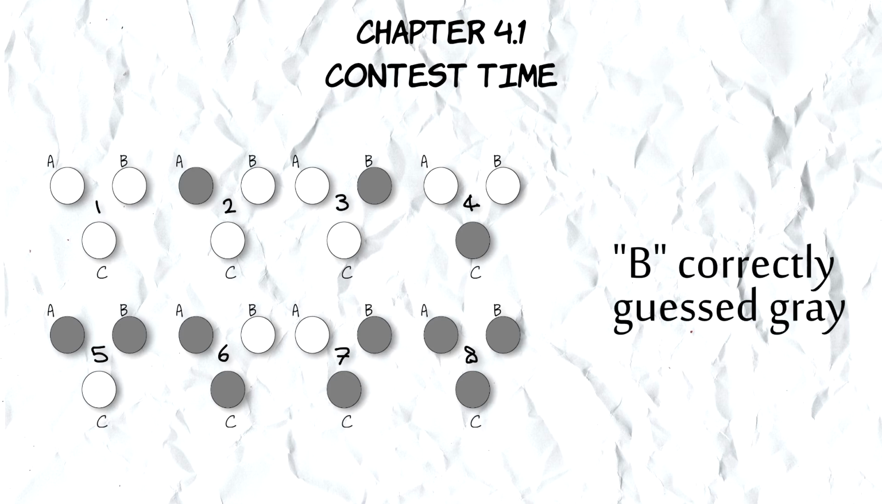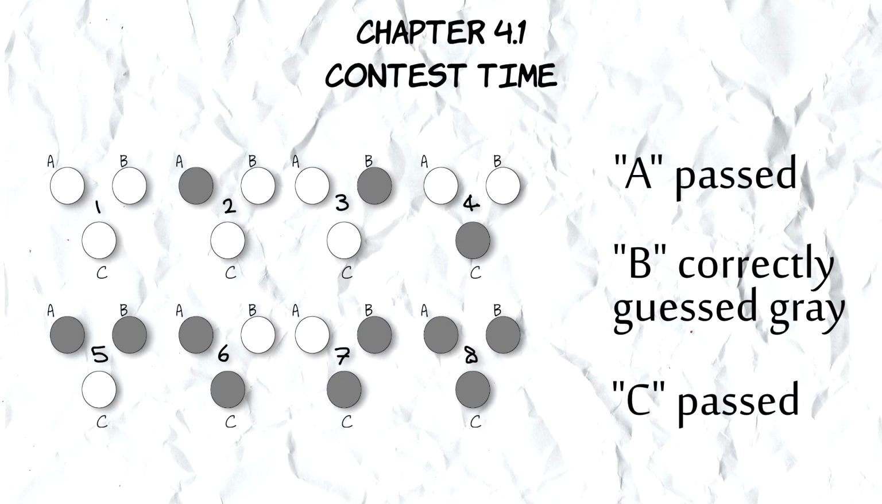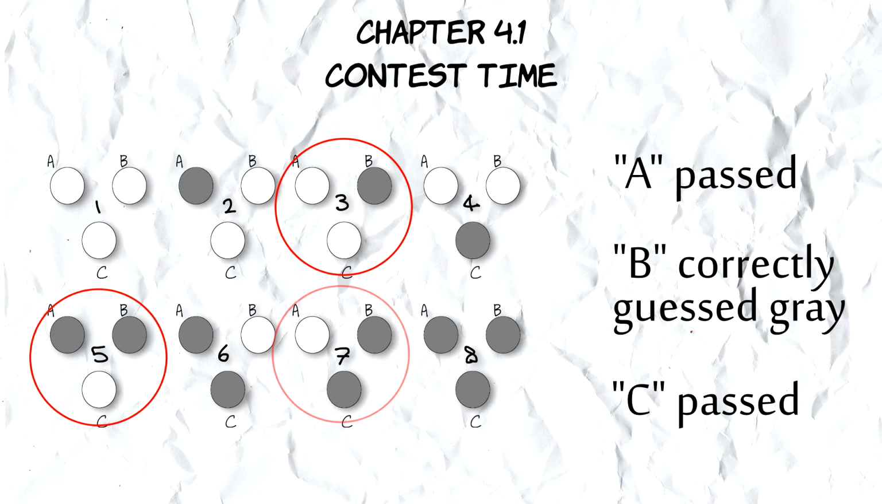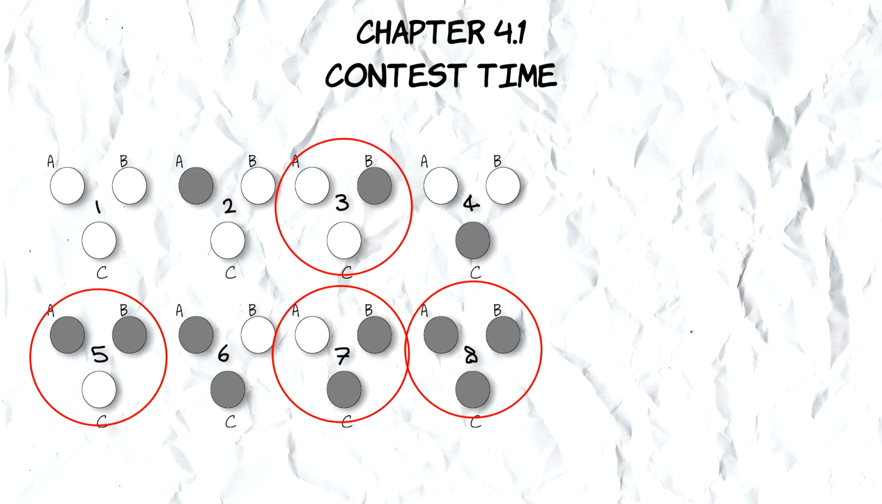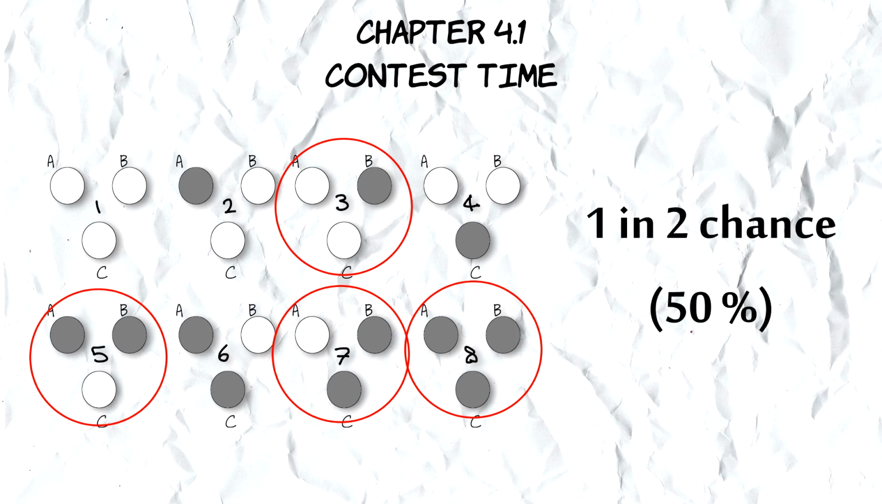Solution 2. This time, we'll assume that player B correctly predicted that he was wearing a gray hat, and that players A and C did not answer. In other words, they just passed. The team will have won cases 3, 5, 7, and 8, but will have lost all of the others. As a result, the likelihood that the team would have won employing this method is 50%.